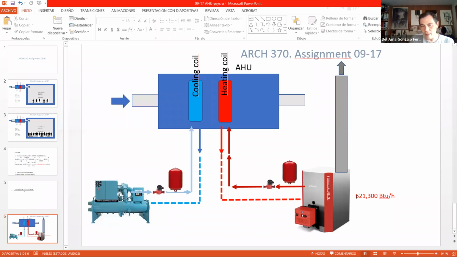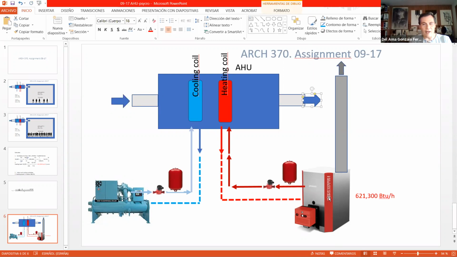So we won't find in a commercial boiler 621,300 BTU per hour. Maybe we would find 700,000 or 800,000 or 650. Okay, but we need to know that the boiler that we are going to use has to be above this number. So this is what the schematics is. So here we have everything we need in our system. We have ventilation, because now we are introducing fresh air here. We have the air handling unit.